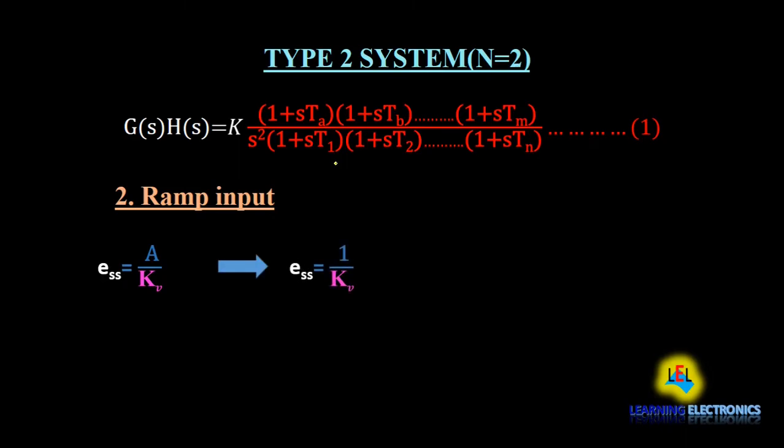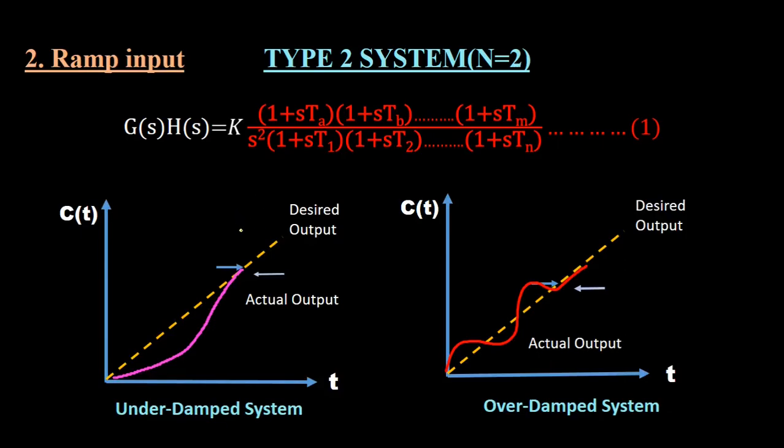Steady state error for unit ramp input will be equal to 1 upon Kv. So in type 2 system, when ramp input is applied, the steady state error is negligibly small. This is the time response of the underdamped and overdamped system when ramp input is applied to the type 2 system. So here we can see that the steady state error is equal to 0.